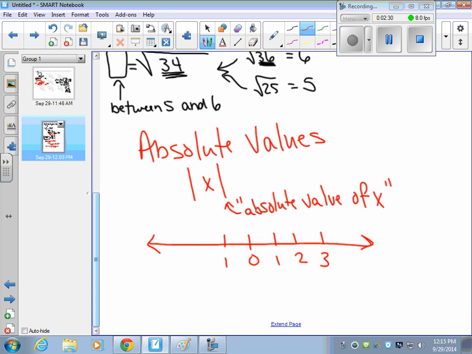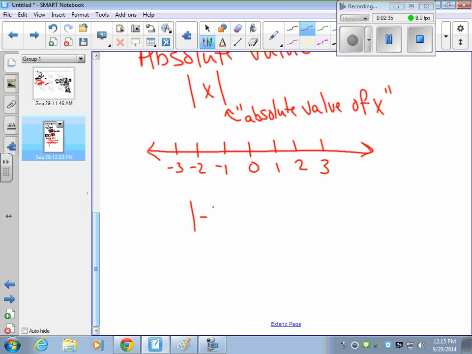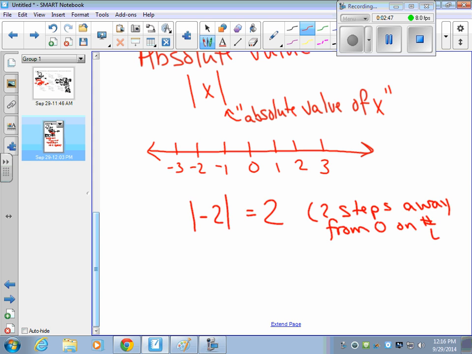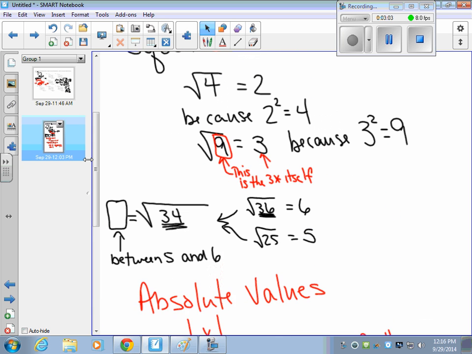So I'll just give you this example. If I ask you for the absolute value of -2, that would be 2 because it's 2 steps away from 0 on the number line. And if I asked you for the absolute value of 2, that's also 2 for the same exact reason. So you can see the next video if you want some more specific examples, but that was just an overview of what we mean when we talk about square roots and absolute values.